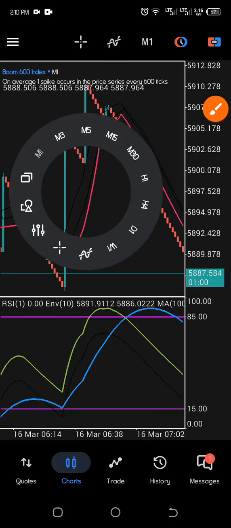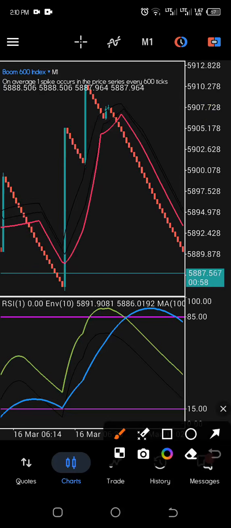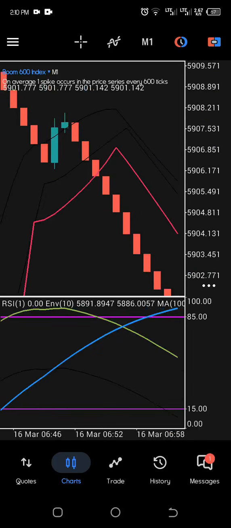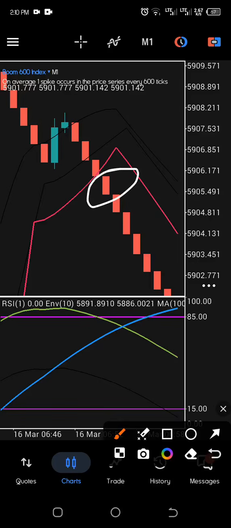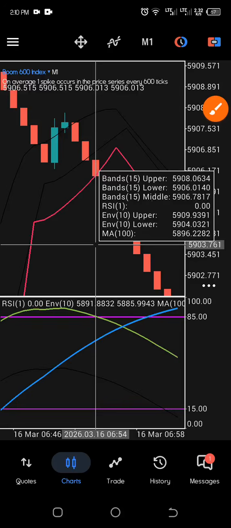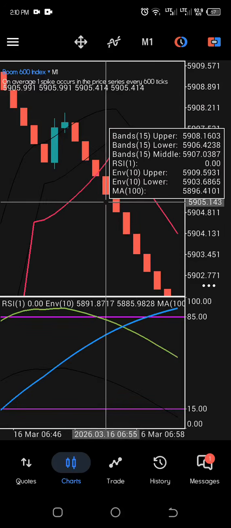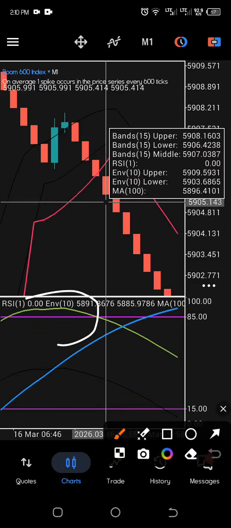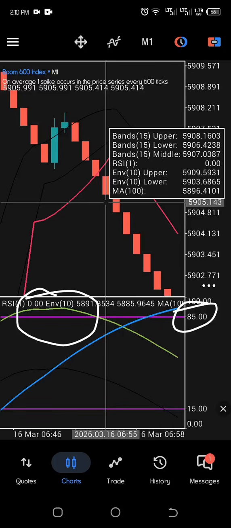Now let me show you guys what I'm talking about. Let's say you come to the chart. The first thing you look out for is the price crossing below the Bollinger Bands. So when the price crosses below the Bollinger Bands, and we confirm that it has already broken below, we then confirm that the envelope line is at the 85 levels. Now the cross happens, and the envelope line should also be at the 85 levels.